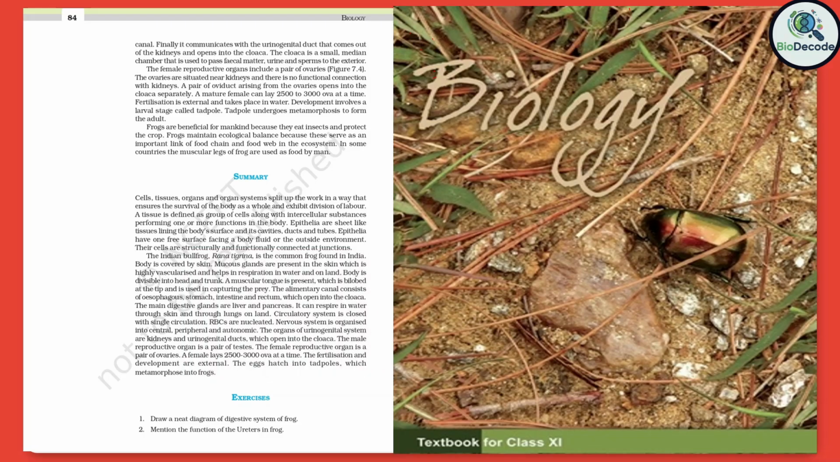You've just finished listening to Chapter 7, Structural Organization in Animals, from NCERT Class 11 Biology, here on BioDecode. I hope this audio helped you understand how animal cells, tissues, organs, and systems are organized to perform their functions in a coordinated way. We explored the four main tissue types: epithelial, connective, muscular, and neural, and learned how these form organs and systems that work together in multicellular animals. Through the example of the frog, we studied how internal organs are arranged and how various systems, digestive, circulatory, respiratory, excretory, nervous, and reproductive, function in harmony.